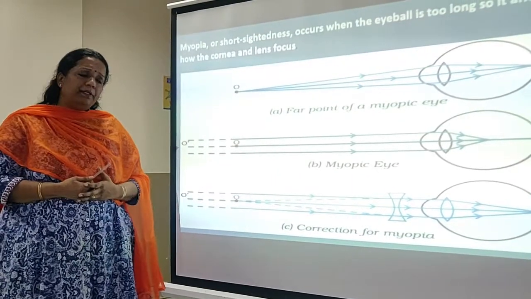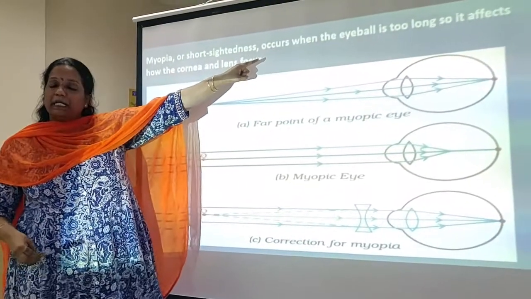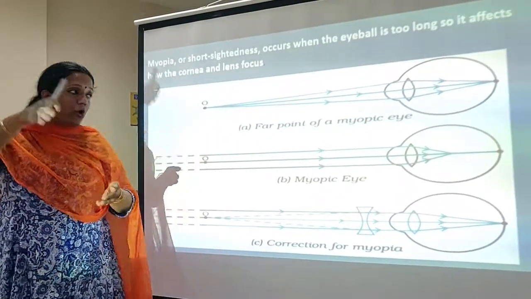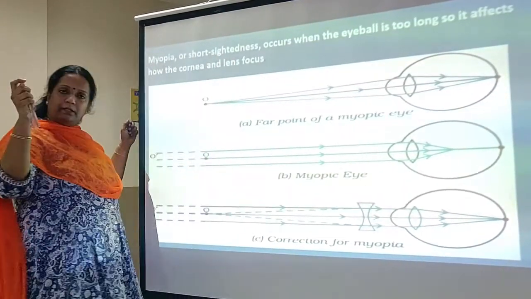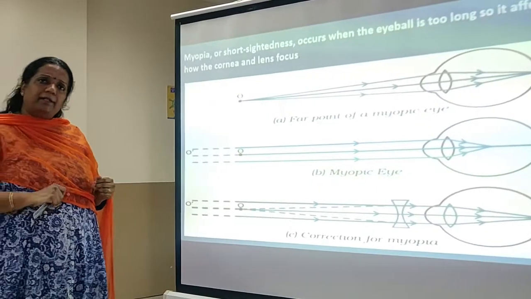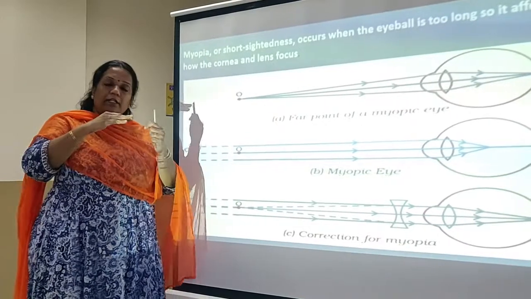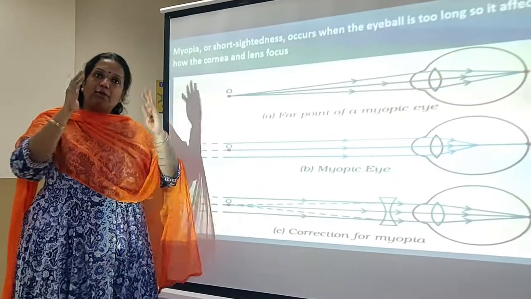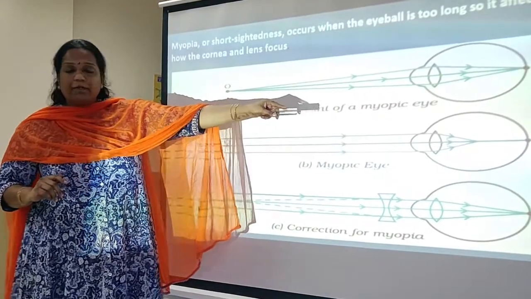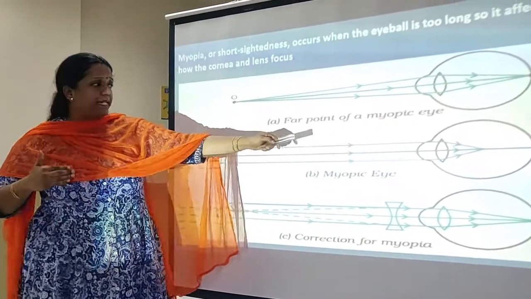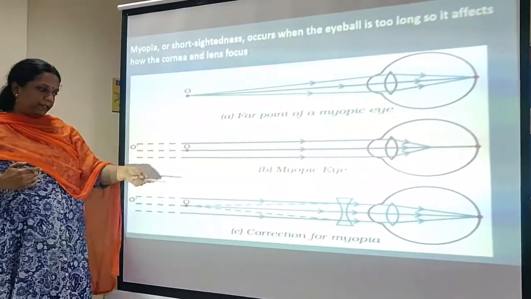Now, why does this happen? The reasons are mentioned here. It occurs when the eyeball is long, which means the lens has become elongated. What is the effect? What did we study when we studied lenses? We studied that the longer the lens, the shorter the focal length, right? So when the lens becomes long, what happens to the focal length? It comes before the retina, it becomes this much shorter in this particular diagram.